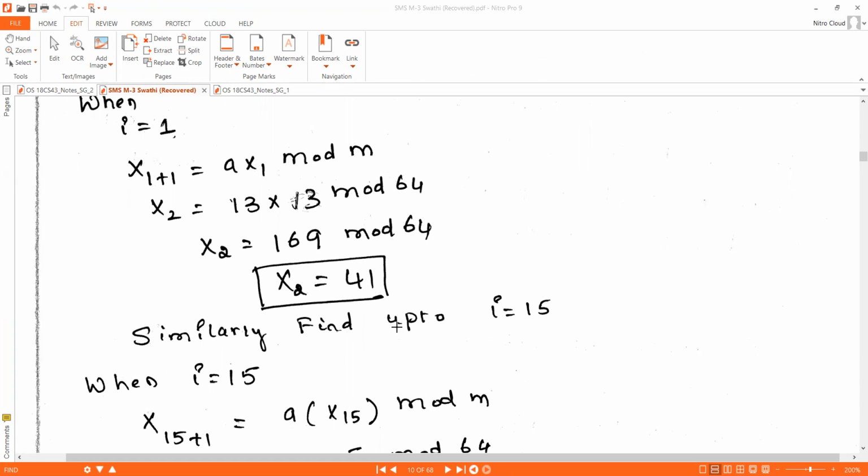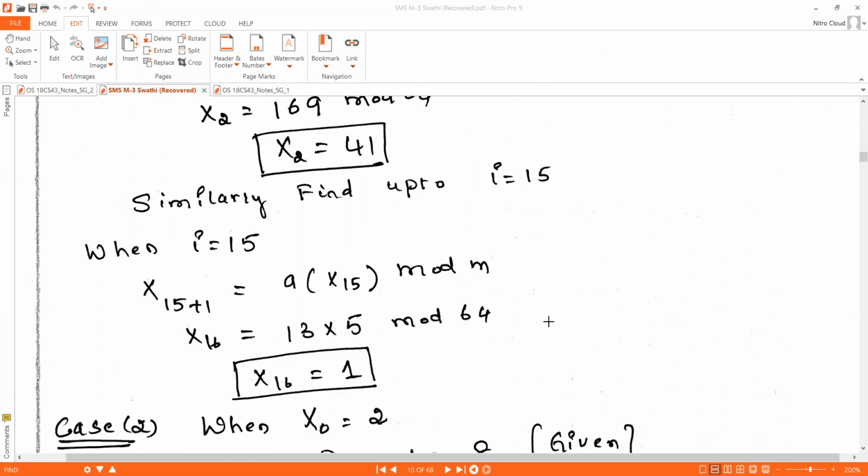Similarly, we'll find the values up to I equal to 15. When I equal to 15, what will be the value here? x 15 plus 1 is equal to a into x15 mod m. The x15 value we will get when I equal to 14, and that x15 value we have got as 5.